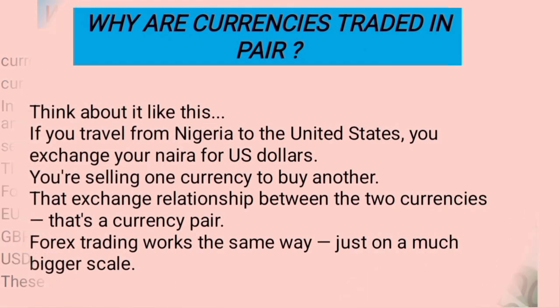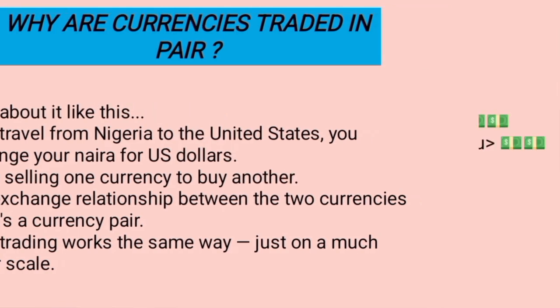Next we're going to be covering why currencies are traded in pair. Think about it like this: if you're traveling from Nigeria to the United States, you're going to exchange your naira for the US dollar, which means you're selling one currency to buy another. That exchange relationship between the two currencies, that's a currency pair. So forex trading works in the same way, but on a much bigger scale. That is simply why they are traded in pair, because you cannot trade the naira alone.